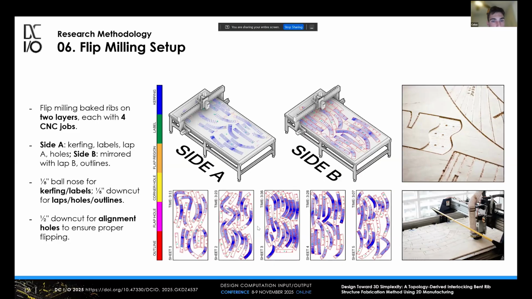So here is the flip milling setup. The script is outputting those milling operations, which are color coded to streamline the CNC milling process, because for each color we use a different tool and a different setting.